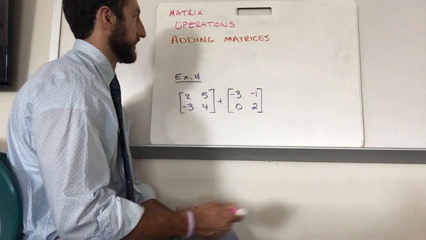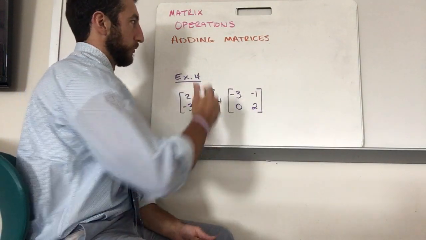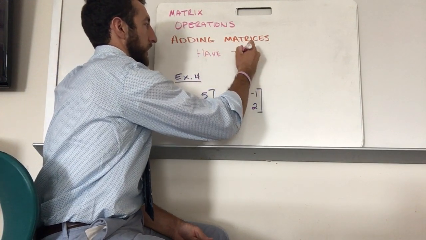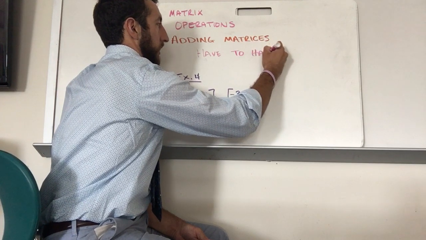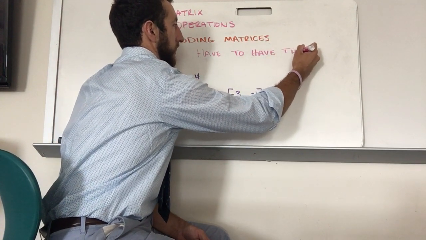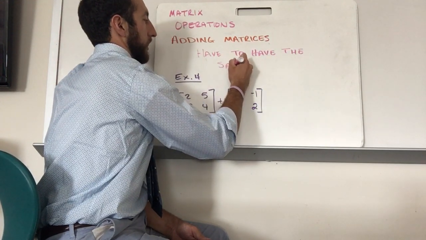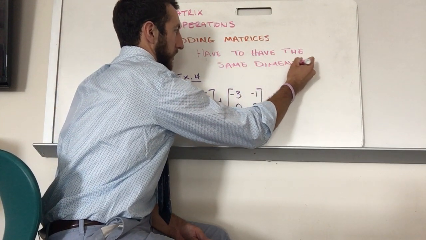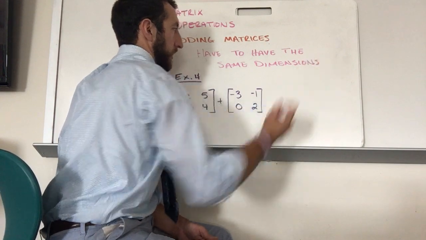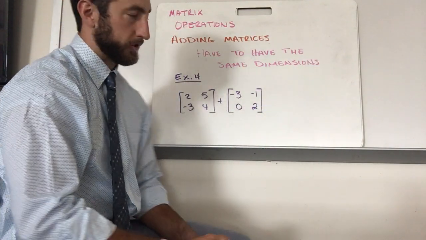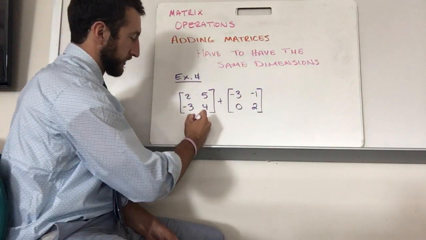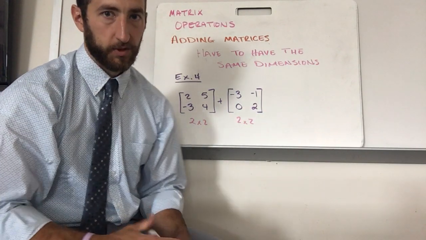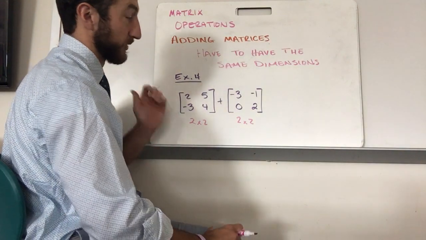So adding and subtracting matrices both have the same rule. We have to have the same dimensions. So they have to be the same dimensions in order to add them. So we've got 2 matrices here. This is a 2 by 2 matrix, and this is a 2 by 2 matrix. So since we have a 2 by 2 matrix and a 2 by 2 matrix, we can add them.